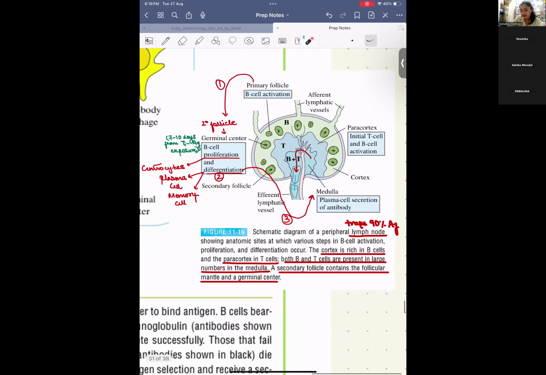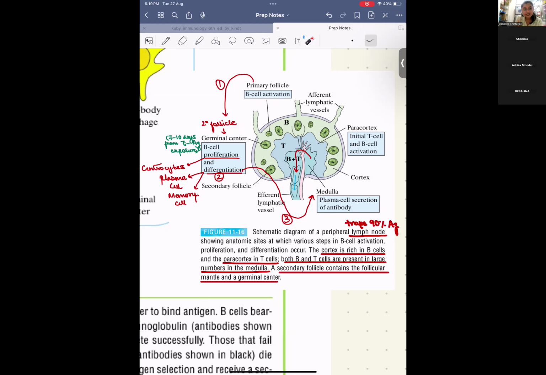So we saw that there is something called a primary follicle, which then forms a germinal center, and ultimately this follicle with a germinal center is called a secondary follicle, right? In the cortex region, we have these primary follicles developing. We have now read about B cell activation. So where is that B cell activation happening? It is happening in this cortical region where a primary follicle is present. As soon as this primary follicle encounters an antigen, it transitions into a secondary follicle.